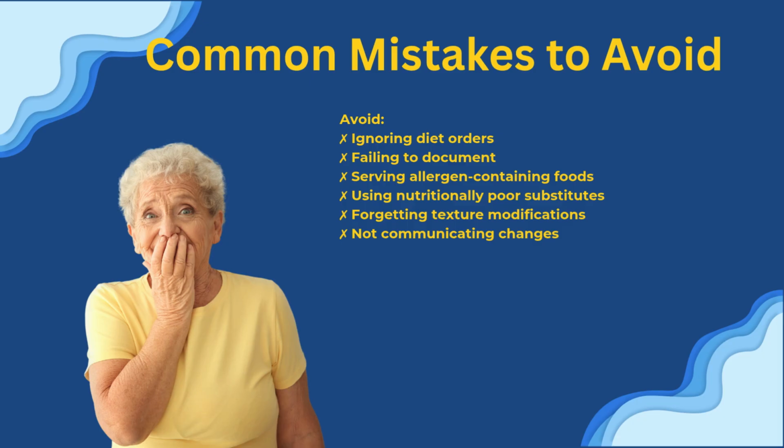By carefully following facility procedures and approved substitution guidelines, staff can help ensure resident safety, nutritional adequacy, and satisfaction. Most substitution-related errors occur because staff skip one of these important steps. Following policy consistently helps prevent these mistakes.